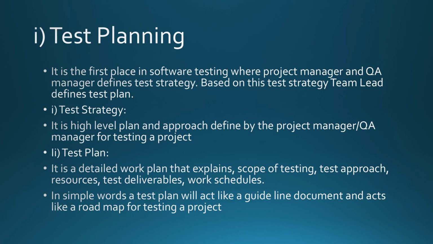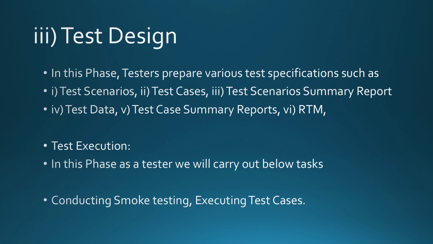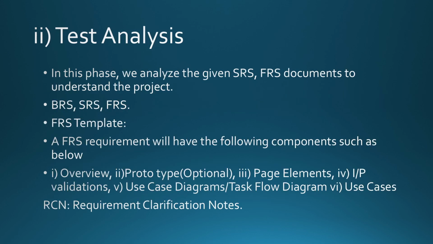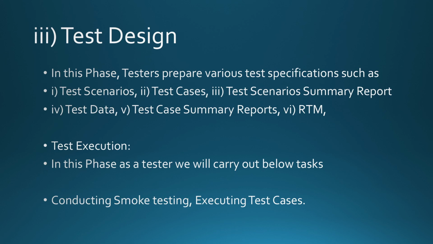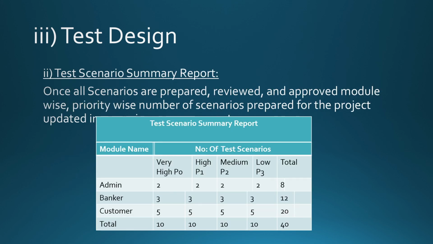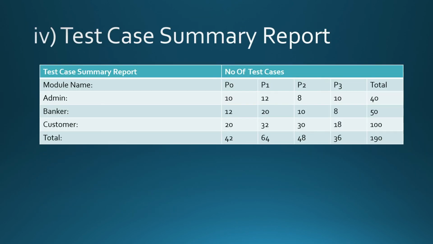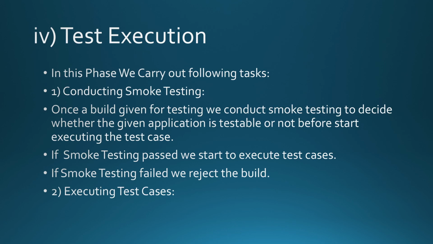So we discussed all about the test plan: what a test plan document is, what test strategy and test plan are, how a test plan template looks, and what test analysis is. During this phase, what are we doing, and what is a requirement clarification note. After that, what is test design. In this phase, what are all the specifications we as testers have, starting from test scenarios. Once these test design specifications are completed, that is test scenarios, test scenario summary report, test case for Gmail login, test case design techniques, test case summary report, and requirement traceability matrix.